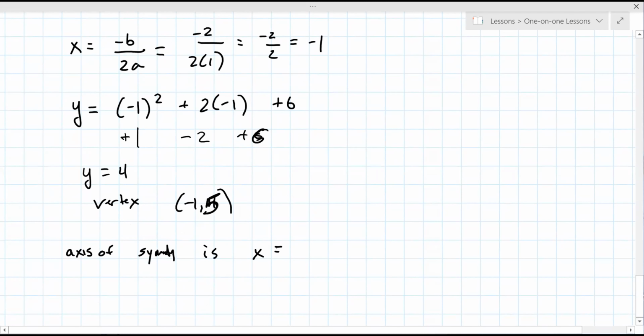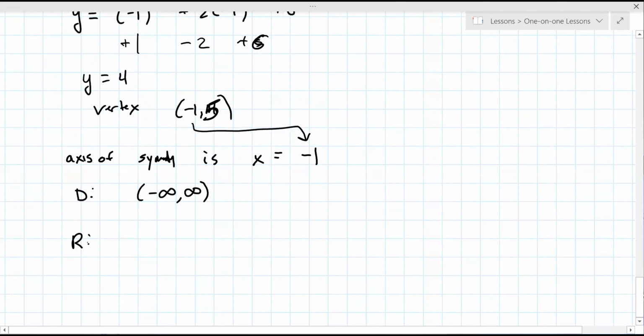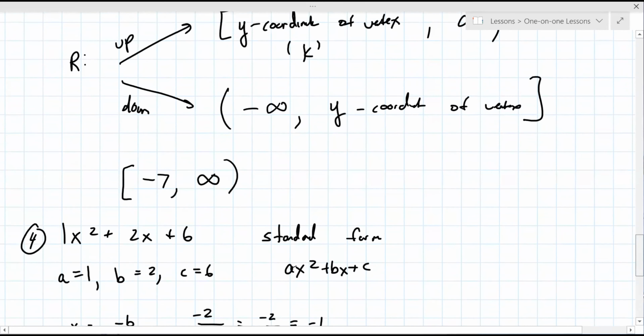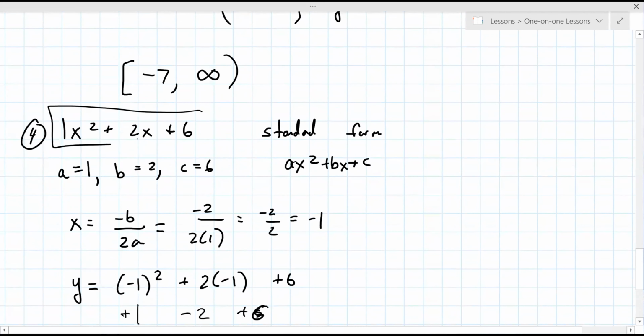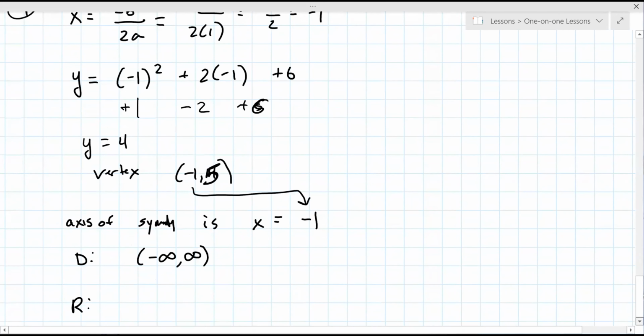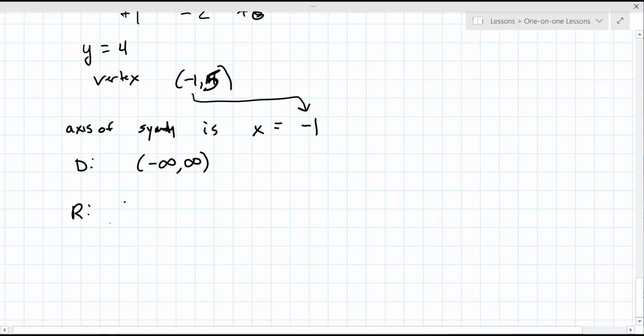The axis of symmetry is x equals -1. It's just whatever that x coordinate is. The domain is always -infinity to infinity. The range is based on whether this opens up or down. Does this open up or down? In this case it opens up. So since it opens up, you can go back and look, but the smallest value is the y value of the vertex, 5, infinity.